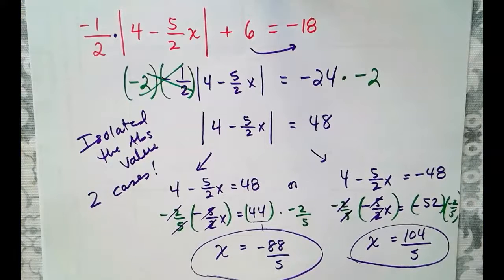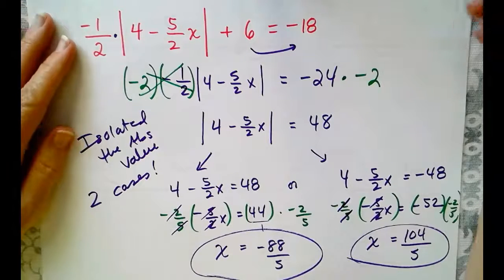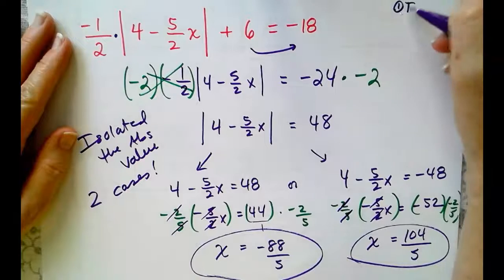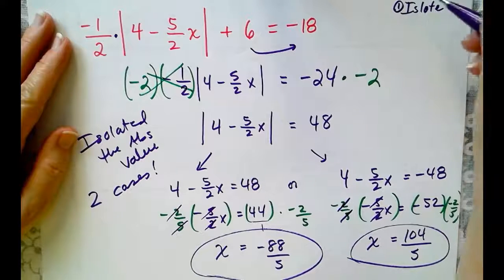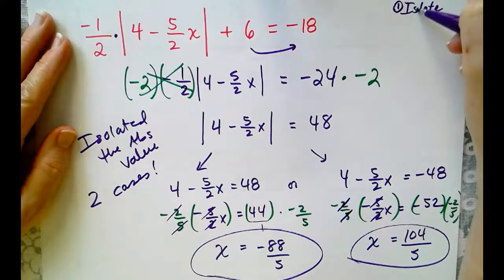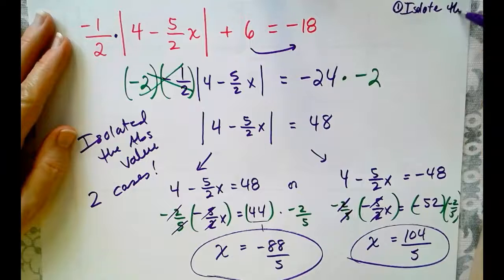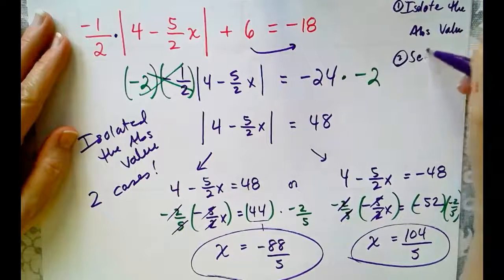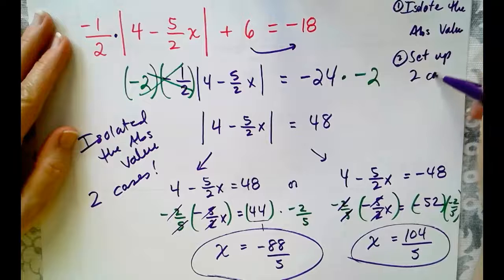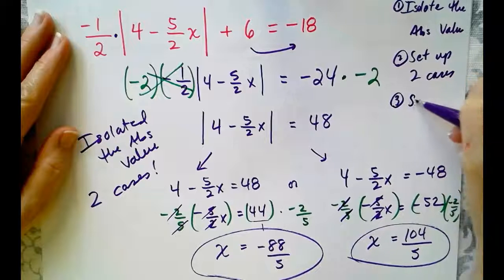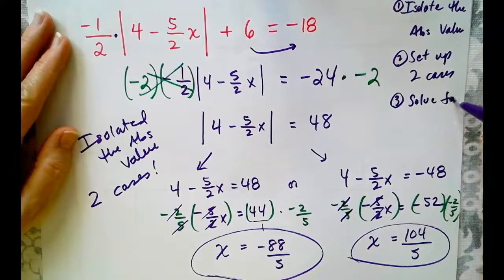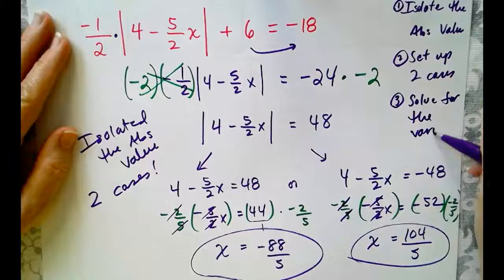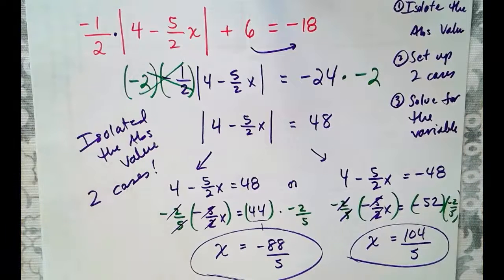So steps to solving an absolute value equation. First step, isolate the absolute value. Second, set up two cases. Third, solve for the variable. There you go, solving absolute value equations.